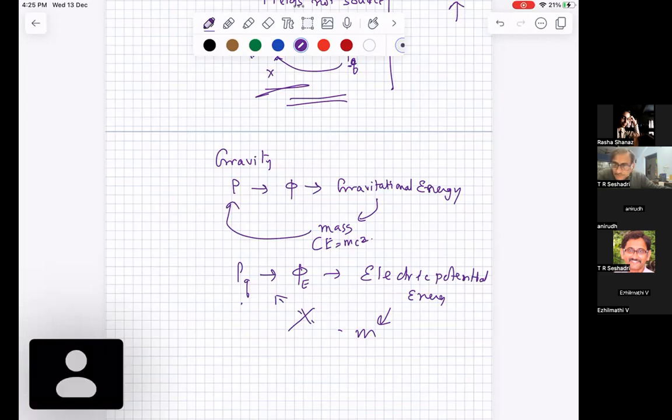Yeah, got it. Is it clear? Yeah, clear. Rasha? Yeah, clear. Okay. And Aiden? Sir, I have a question, sir. We have Dirac equation, right?